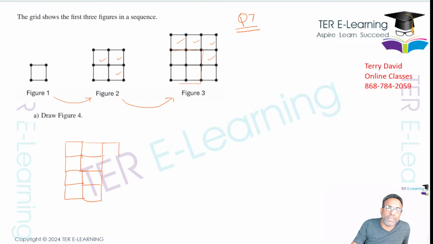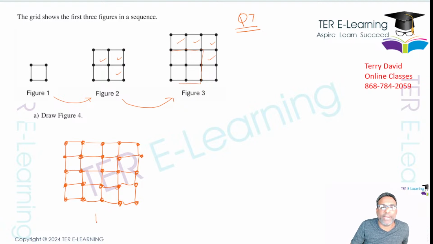In the real exam, if you have to draw a diagram like this, make sure you use a ruler, unless you're running out of time. 1, 2, 3, 4, 1, 2. Now I need to put these dots, because it's made up of dots. So this here is your figure 4.